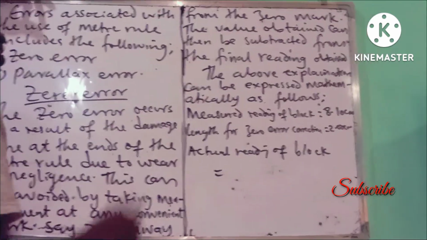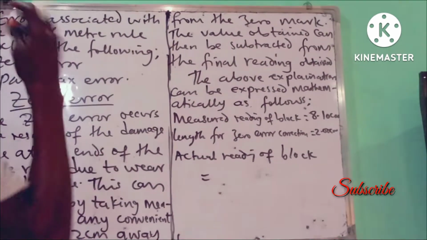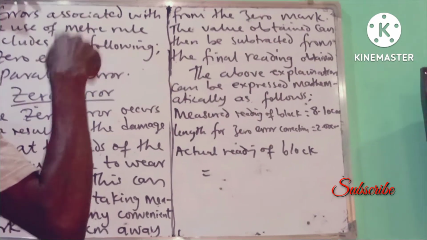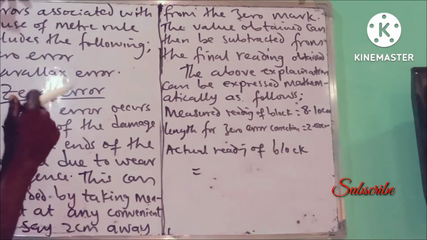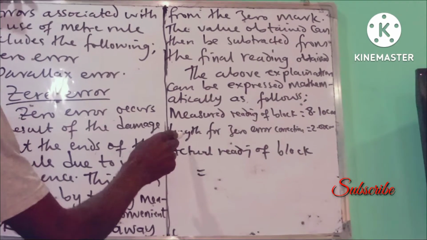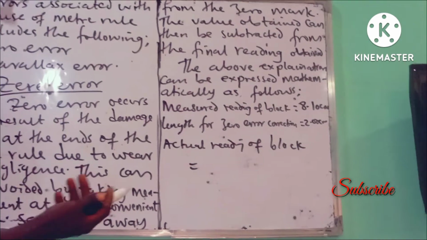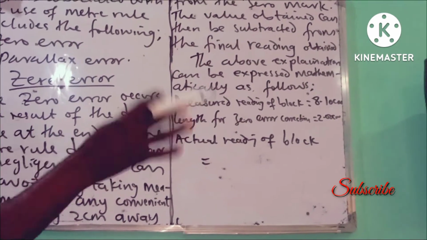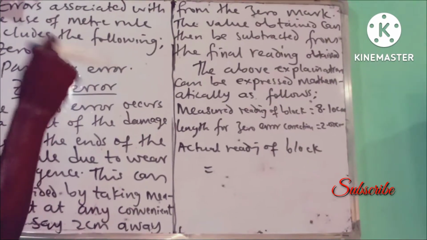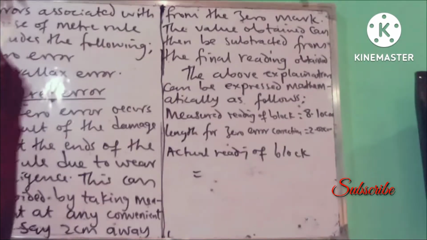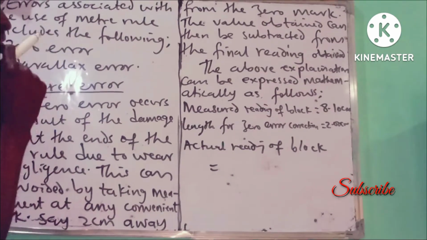So, assuming that the measured reading of the block is 8.10 centimeter, you must take note of the point that you started your counting. The point you started your counting is what you call the corrected error. So it is known as the length for zero error correction, and it's 2.00 centimeter. It's not necessary that you must start from 2.00. You can start from any point, but the most important thing is at the end of your measurement, you must subtract that value from the final reading. Now, after the subtraction, whatever is left is the actual reading of the measured length of that object.